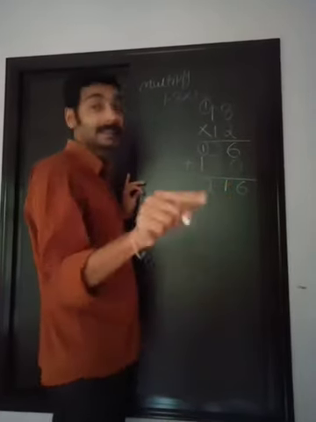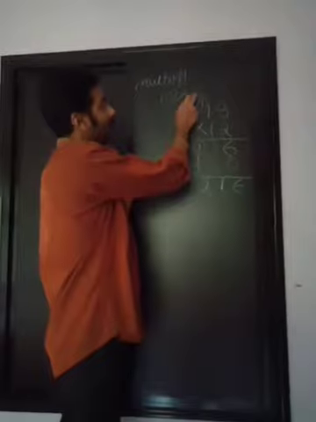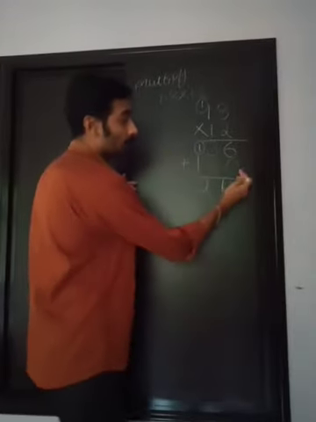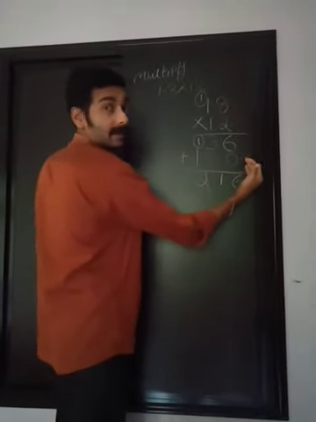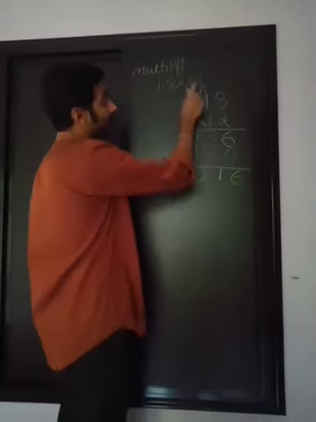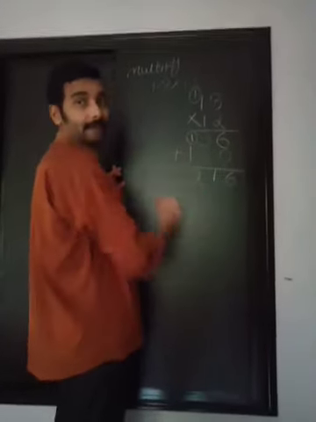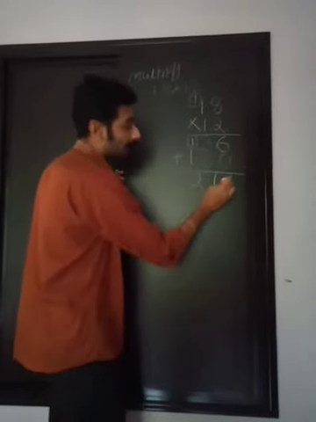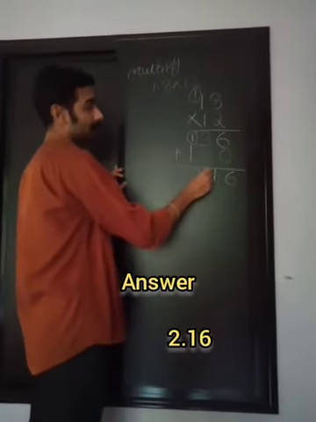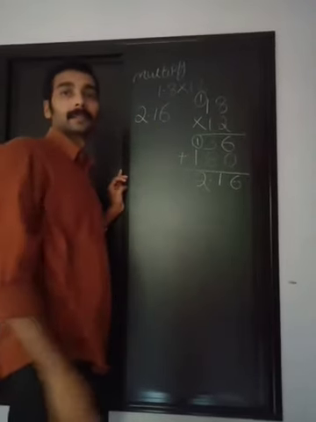But in the case of decimals, there are two places of decimals, 1, 2. Then we move 2 places from right to left. There are 2 decimal points, so we move to the left, 1, 2. The answer is 2.16. Clear?